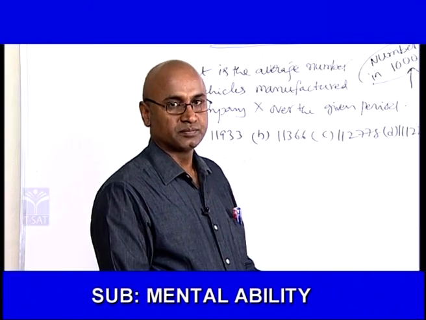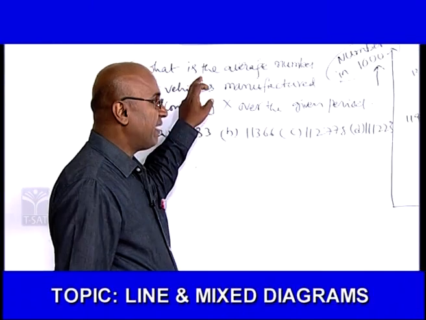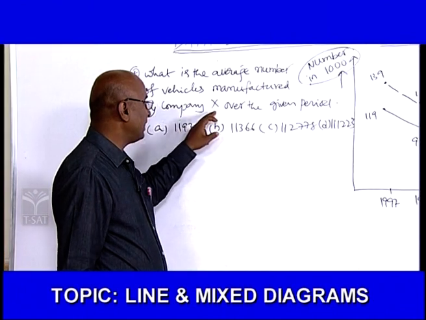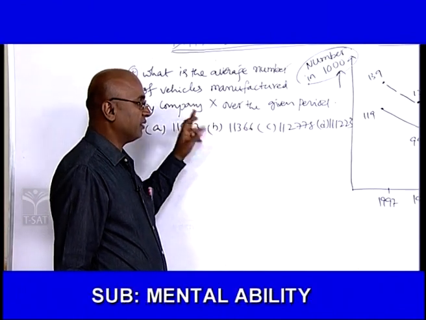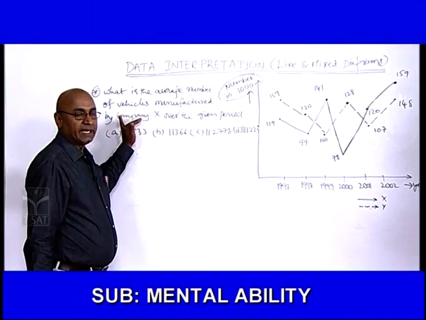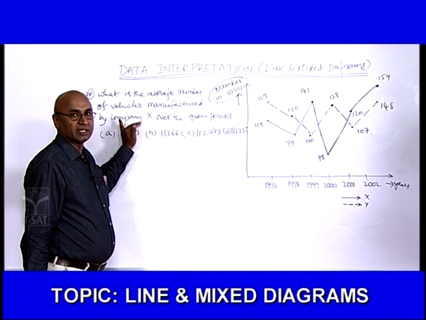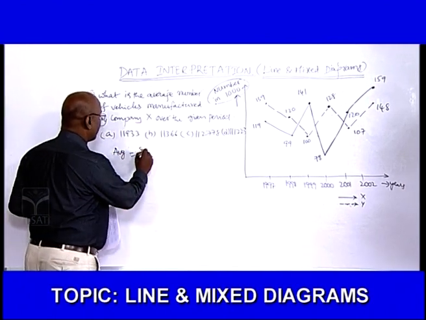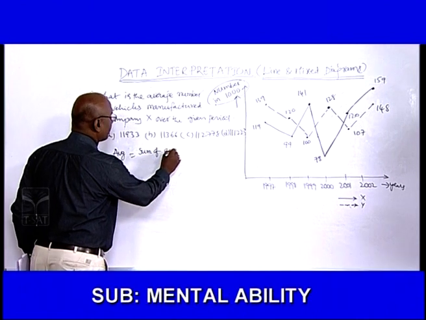Next question. What is the average number of vehicles manufactured by company X over the given period? He is asking what is the average of the vehicles manufactured by company X over all the given periods. So average is equal to sum of quantities by number of quantities.